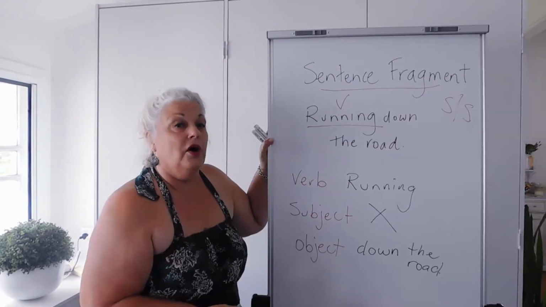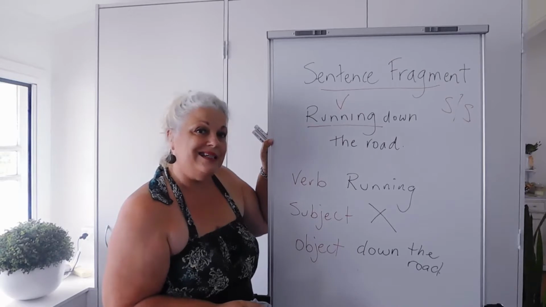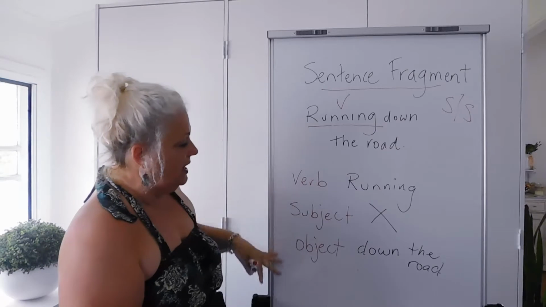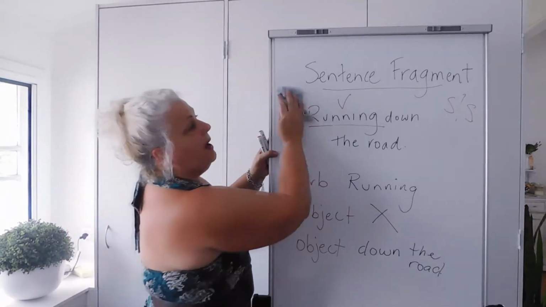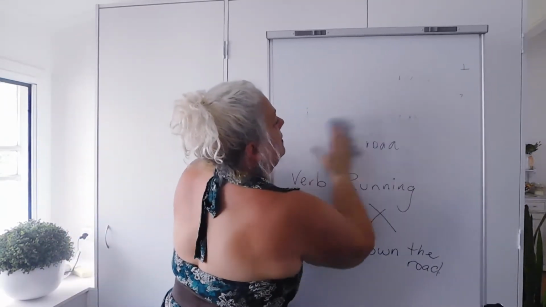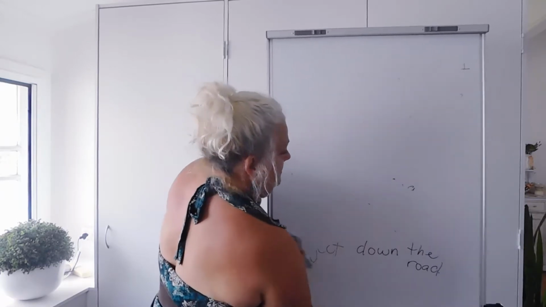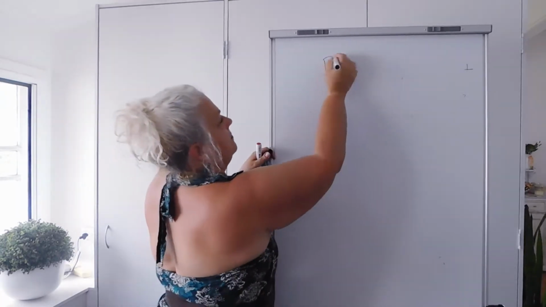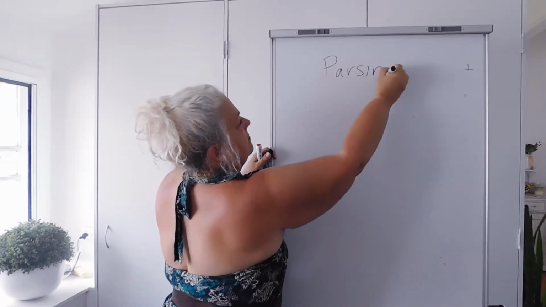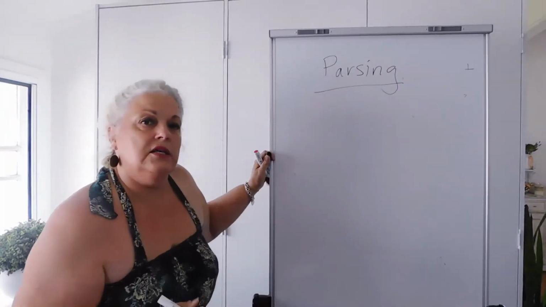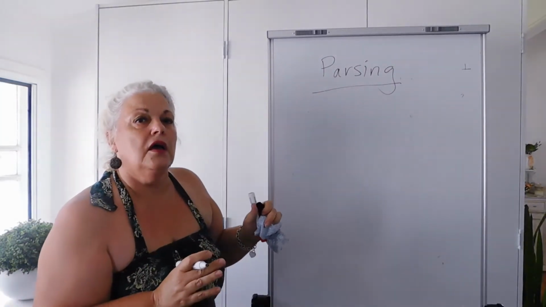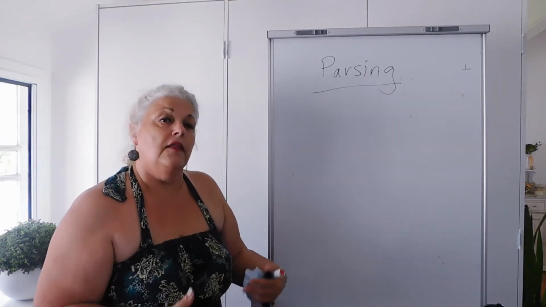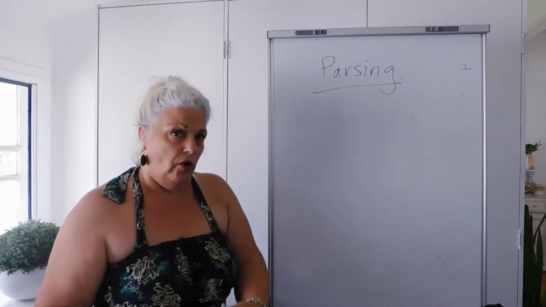I'm going to teach you how to parse a sentence. That's the word that you need to know. The way that I've been dividing up parts of the sentence is called parsing. Parsing means to identify either the 8 parts of speech in the sentence or the subject, verb and object.